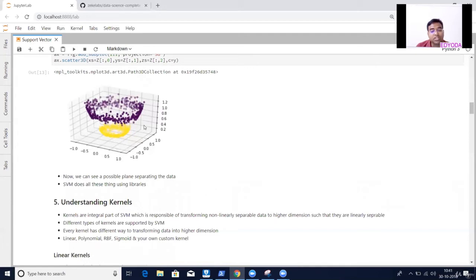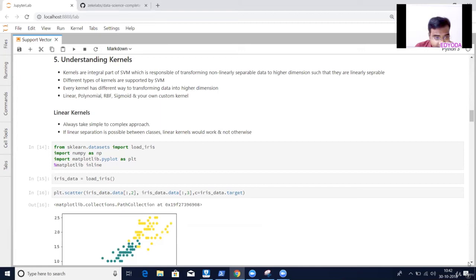Now this is what SVM can do for you. If you have data, it can do the transformation such that there is a possible separator now. This is done by kernels, which is our next concept of discussion. Let's understand kernels now. Kernels are an integral part of SVM. As we discussed earlier, this is what is responsible for transforming your non-linearly separable data to something where there is a possibility of a line or a plane which can separate the data.